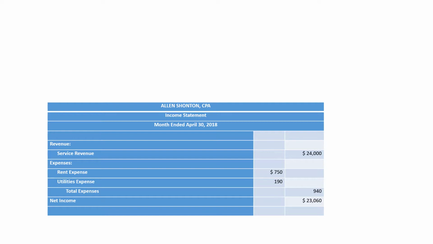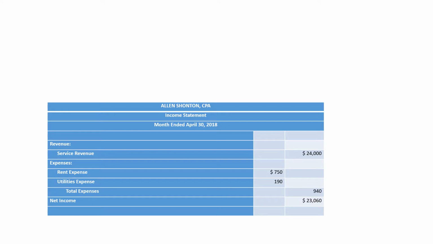So we're only focused on revenue and expense columns. Don't start adding other stuff in there. We already have everything defined. Assets are assets, liabilities are liabilities, and the parts of equity are the parts of equity. Now we're just transferring the information onto reports. So we start with revenue. And if you refer back to your spreadsheet, the service revenues final balance in that column is $24,000. So we list that. And then we list the two expenses of Allen Shotton. The final balance of rent expense, $750, utilities expense, $190. We add those two together, $940.